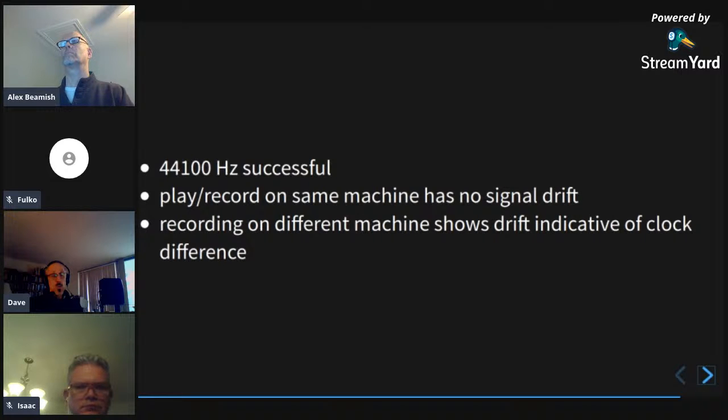I found with the 44,100, which is probably a more natural sampling rate on my sound card, going from the computer to itself, I didn't see any signal drift. But when I go to a different computer, I still see some drift. And I guess that makes sense. You're not going to have scientific level precision in terms of what the clock is on your sound card. They're all going to be off a little bit. And it's like 100 bytes out of a million, that's still pretty good.